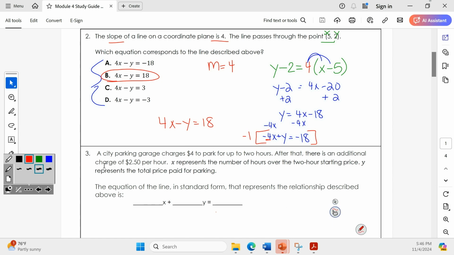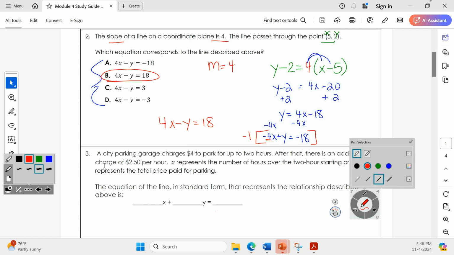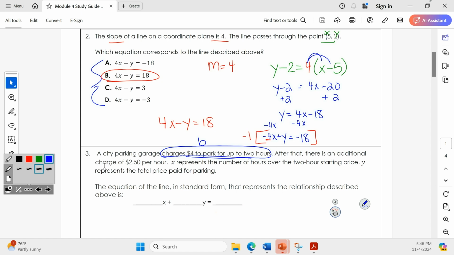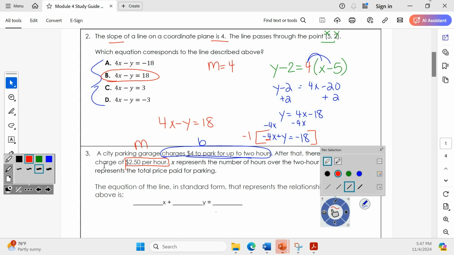Okay, so moving on to question 3. The city parking garage charges $4 to park for 2 hours. So that's the initial cost, so that's going to be my B value. After that, there's an additional charge of $2.50 per hour. So this $2.50 is going to be my slope. So now I can write an equation in slope-intercept form.